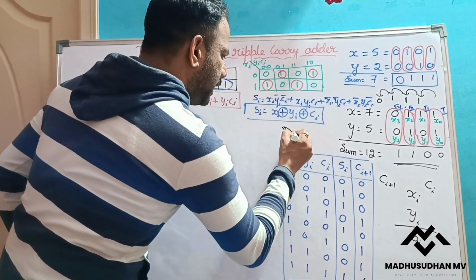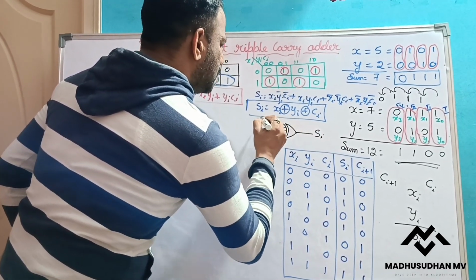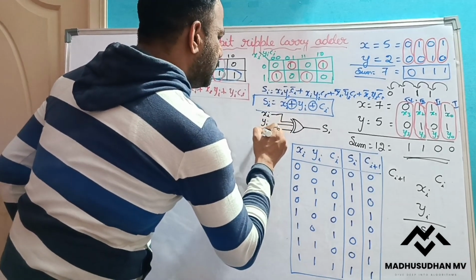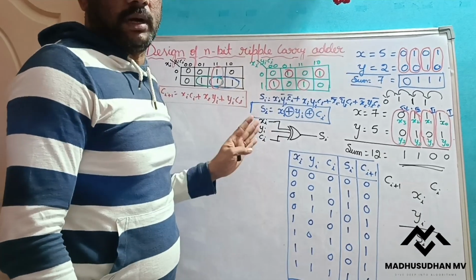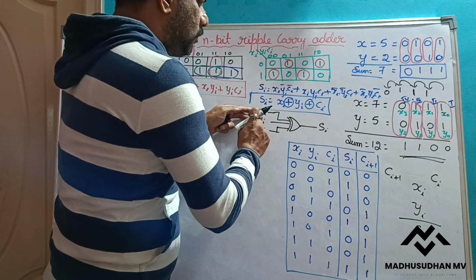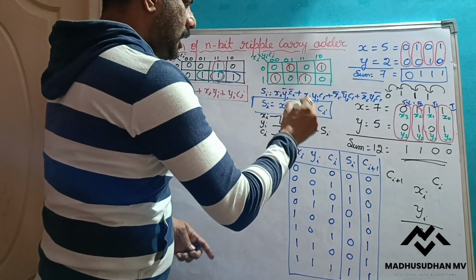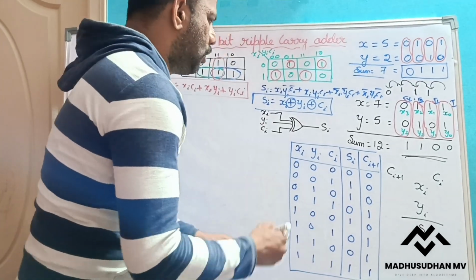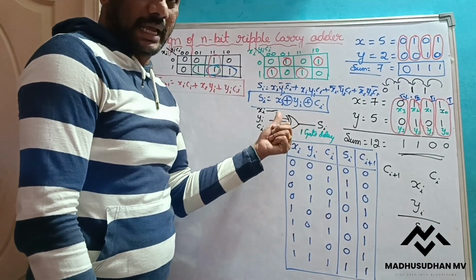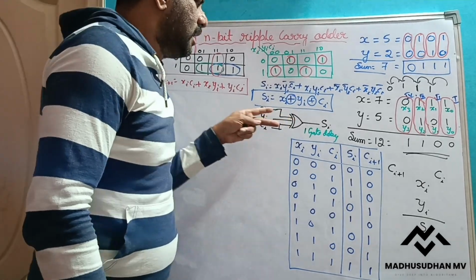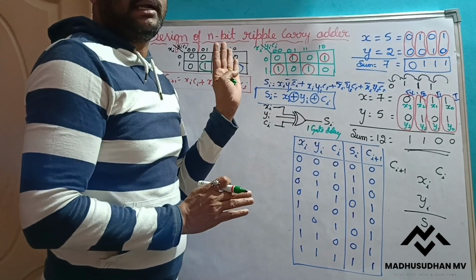Now if I write the circuit diagram, since it is very simple, I am going to take one exclusive OR gate. This is my Si, and this is my Xi, Yi. See, simple. When I pass the bits of Xi, Yi, Ci, I will get the sum bit after one gate delay, because this gate takes some time. Only one gate takes some time, so with one gate delay I am going to get Si, the sum.